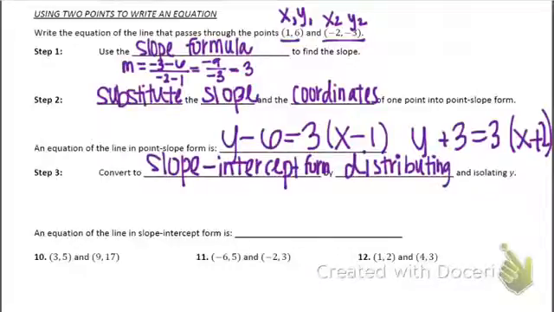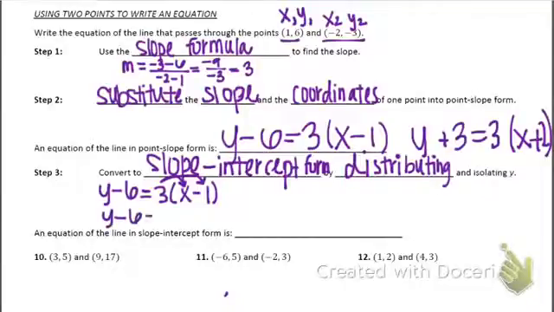Okay, watch. I'm going to use the y minus 6 since that's what we did. So I'm going to rewrite y minus 6 equals 3 times x minus 1. And I'm going to distribute 3 into the parentheses. So that's going to give me y minus 6 equals 3x minus what? 3. And I want to isolate y because slope-intercept form is y equals mx plus b. How am I going to get y by itself over here? Plus 6. So add 6 to both sides.